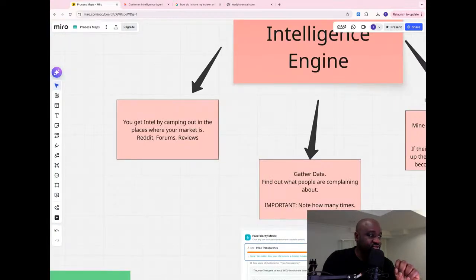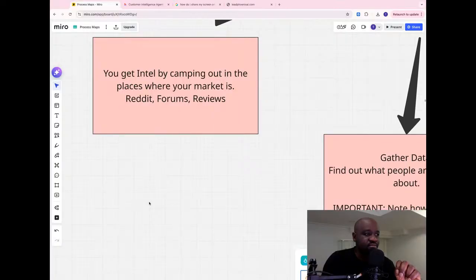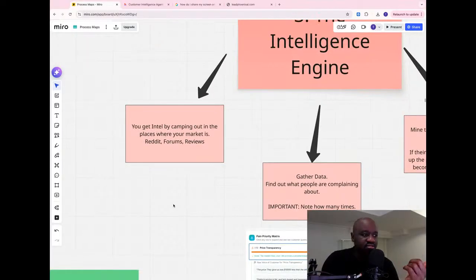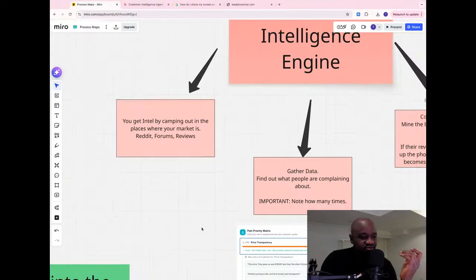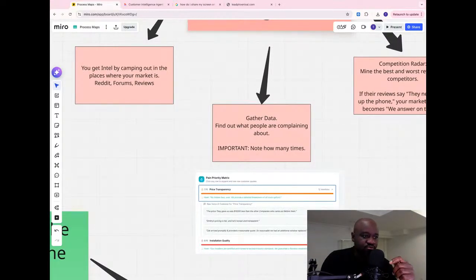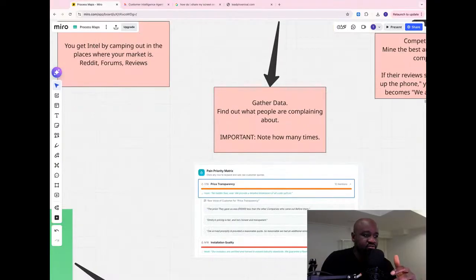Basically, you get this intel by camping out in the places where your market is, right? They're on Reddit, they're on forums, maybe not forums anymore, but they are writing reviews on Google Maps. But Reddit is a really huge one. In Reddit, people just bare their minds. You don't even know how much of that goes on in there. Because the person that wants to buy windows is buying that for a certain reason. What is the deeper reason? What is the actual reason behind it? And then what we do is gather data. What are they complaining about, right?